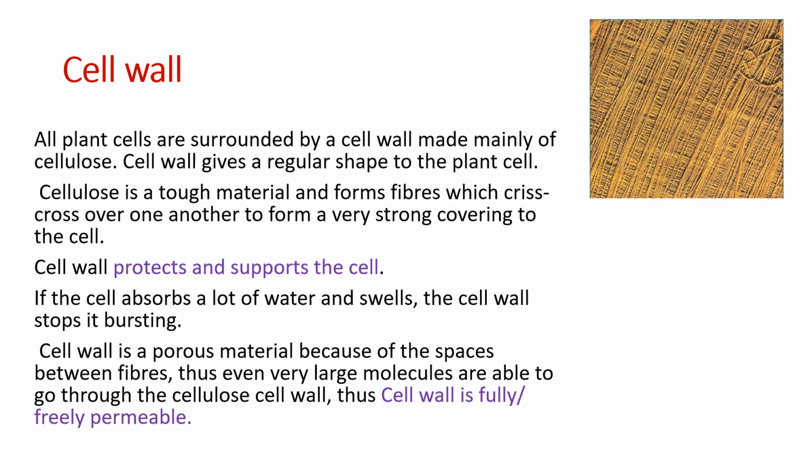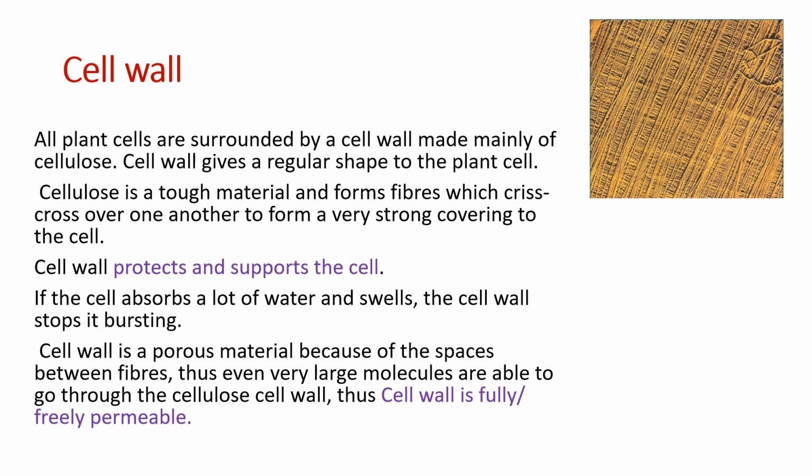Now we are going to see some structures found only in plant cells. All plant cells are surrounded by a cell wall made of cellulose. Cellulose is a tough material and forms fibers which crisscross over one another to form a very strong covering to the plant cell. Therefore, the cell wall can protect and support the cell. Because of the cell wall, even if the plant cell absorbs a lot of water, it does not burst. Whereas if an animal cell absorbs a lot of water, it can burst.